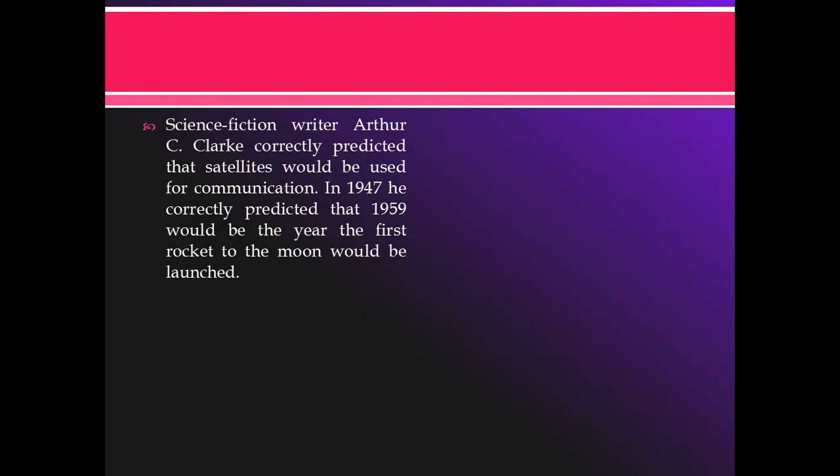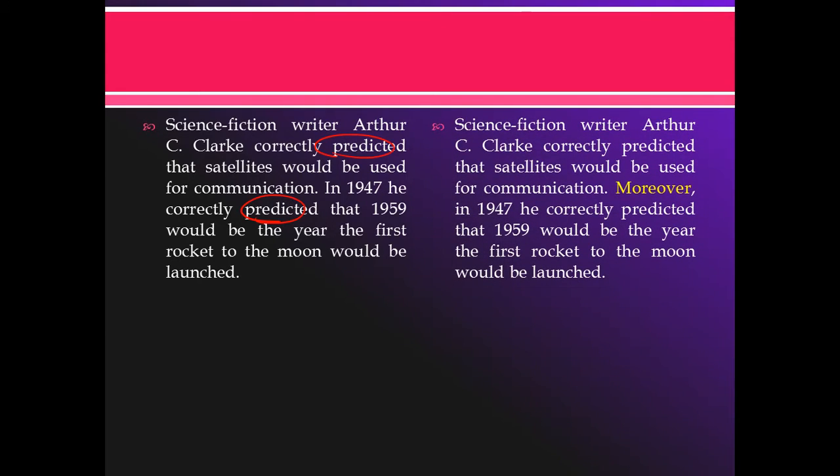Now, these are seemingly two different thoughts altogether. First, we're saying that he correctly predicted satellites would be used for communication. And then in 1947, he's predicting the year that rockets would be launched to the moon. So they don't flow together. We're talking about the same person, and we even are talking about his predictions. But something is missing, right? So how are these two thoughts related? How is his predicting satellites to be used for communication, and how is rockets going to the moon, how are they linked?